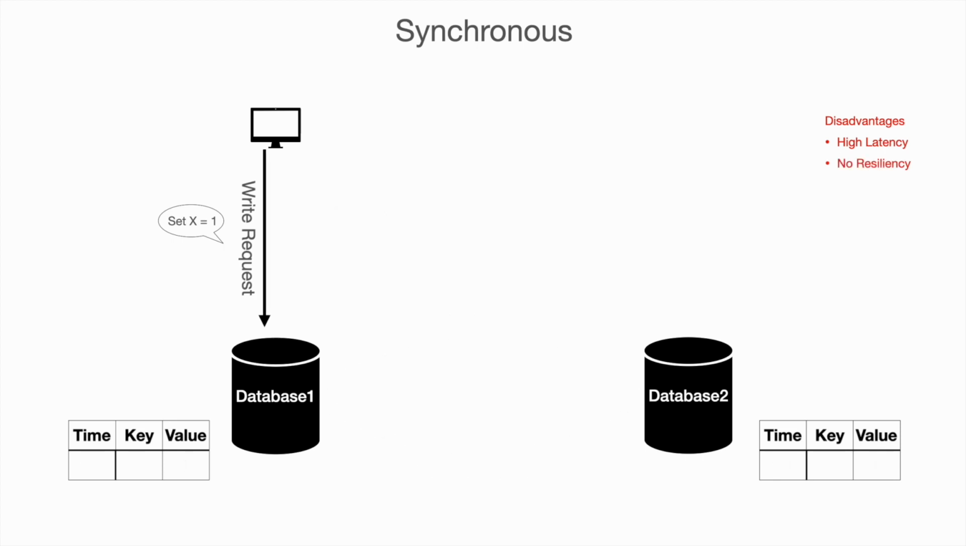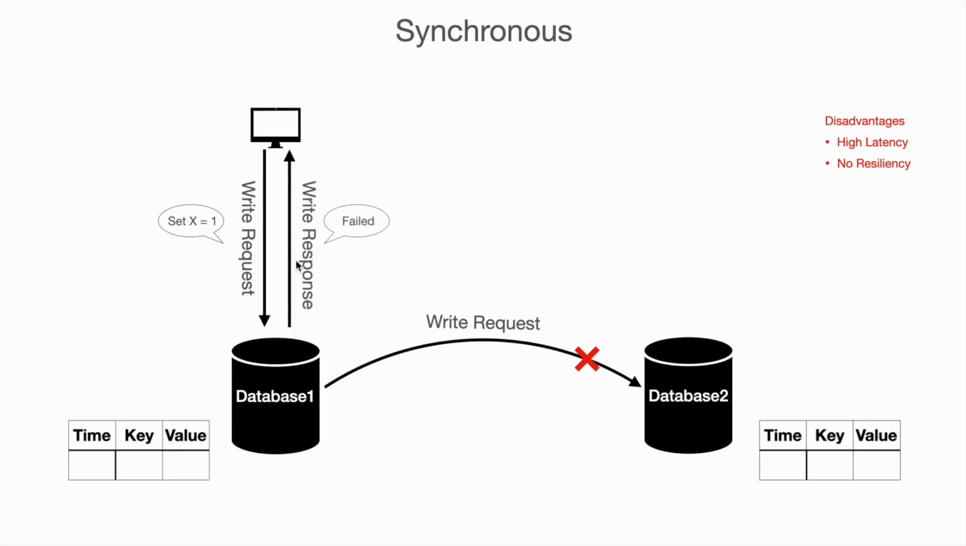Second problem is the no resiliency. So let's suppose in the same example, client is making the write request and due to some reason database 1 is not able to connect or not able to replicate the data on database 2. Because we could not replicate the data, we need to fail this request. We are sending the failure response to this client. From the client point of view, we are less available for writing the request.